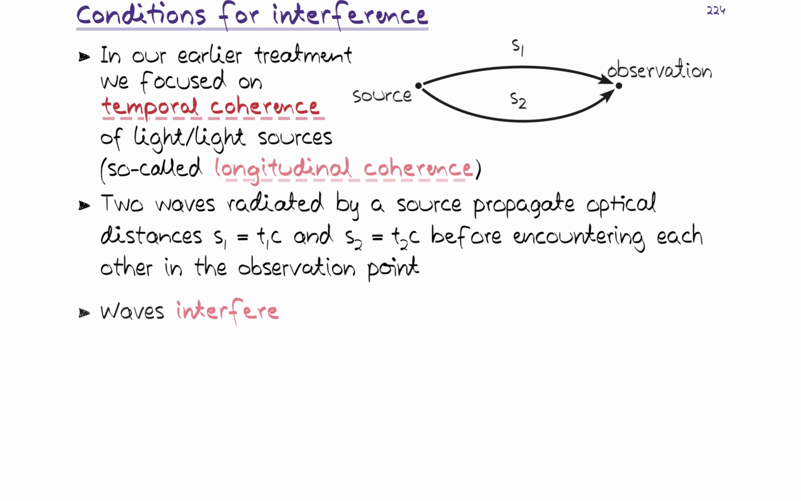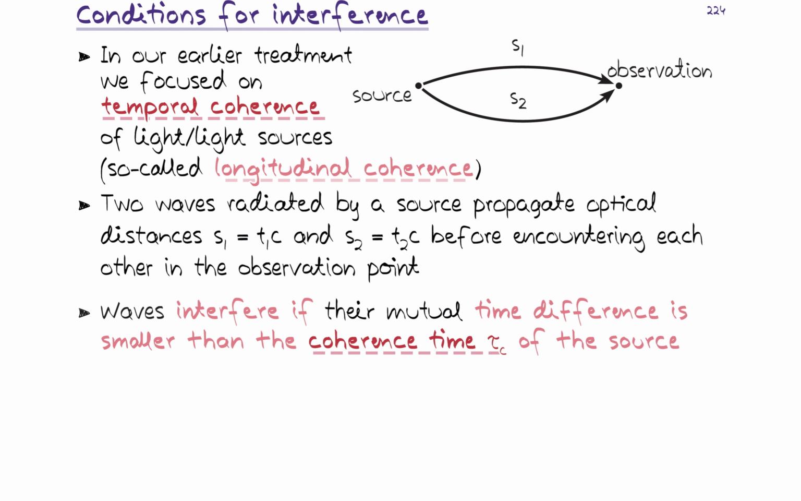So waves interfere if their mutual time difference is smaller than the coherence time of my source. Essentially, when the time difference is smaller than the coherence time tau c, then we will see interference effects. Mathematically, this means that we take the modulus of the time difference, t1 minus t2. This must be smaller than the coherence time tau c of my source.